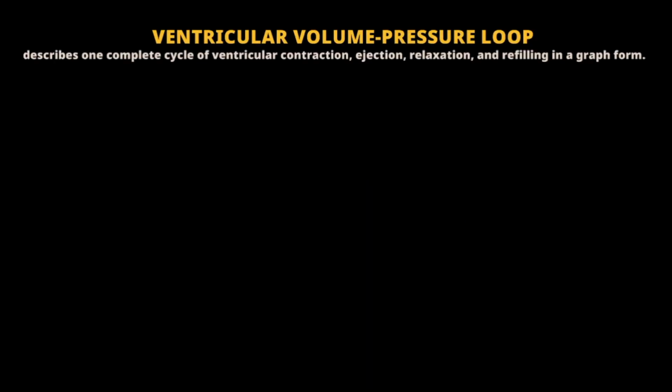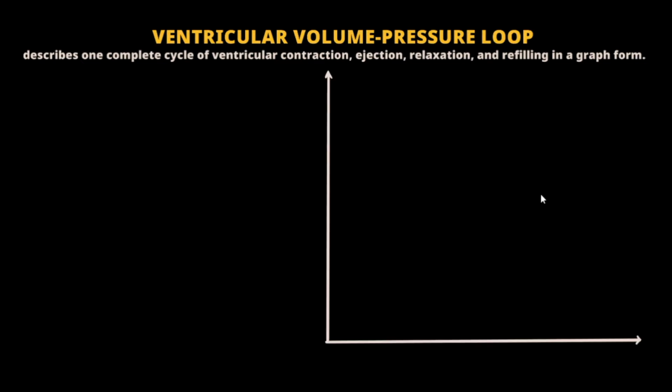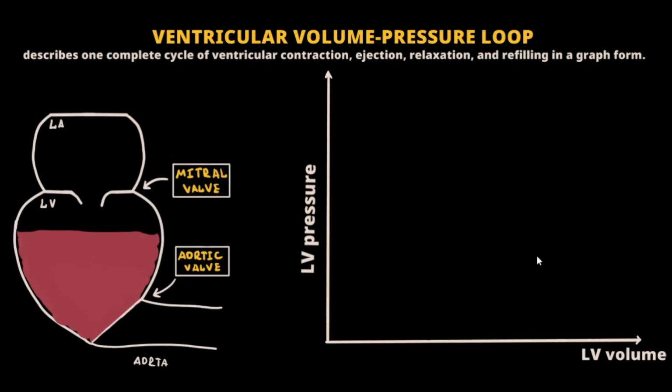The ventricular pressure volume loop describes one complete cycle of ventricular contraction, ejection, relaxation, and refilling in graph form. There are two axes: a horizontal axis that represents left ventricular volume and a vertical axis that represents left ventricular pressure. For explaining this, we will consider only the left atrium and left ventricle, but keep in mind that the right atrium and ventricle have the same stages.